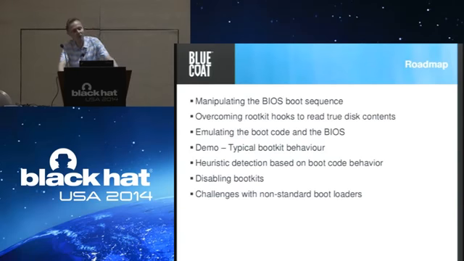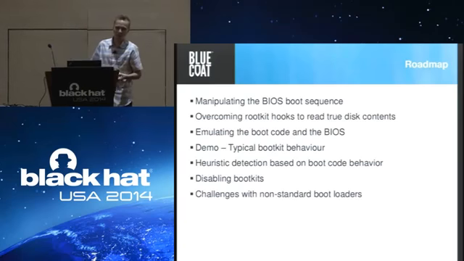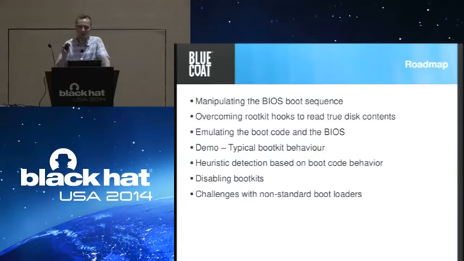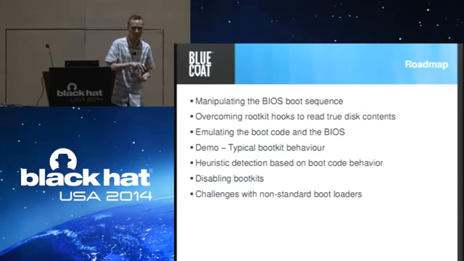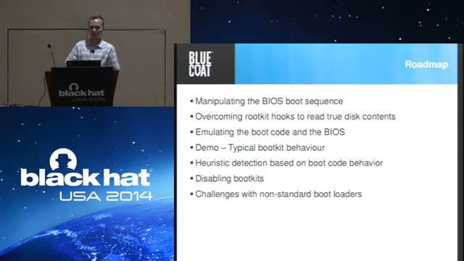So we start out by discussing how we can manipulate the BIOS boot sequence, as well as just how it actually works. We dive into something we need to do, which is to read the true disk contents. Because, rootkits being rootkits, they have a tendency of faking stuff. So there's no point in having a really clever IDS or a nice way to analyze the boot sectors if you can't really read what's truly there. And we're planning on doing this in a scenario where we might be running on a compromised system, right?